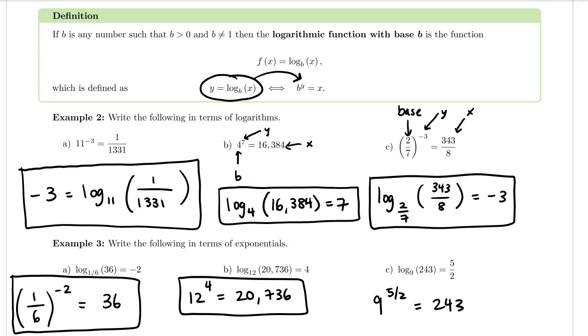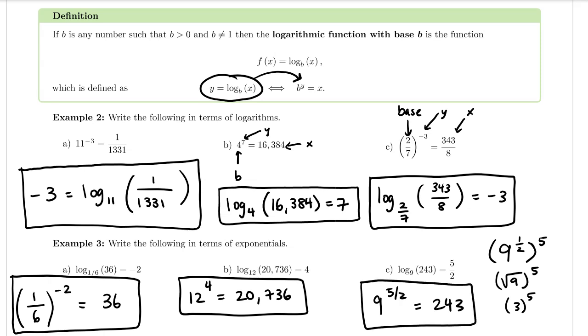And if you need a quick reminder, the way that we deal with fractional exponents, that is the same thing as if I raise something to the 5/2 power, I could think of it as 9 to the 1/2 power raised to the 5th power, and I would need to multiply the exponents that would give me 5/2. But if I raise something to the 1/2 power, that's the same thing as the square root. And the square root of 9 is 3, so it also happens that 3 to the 5th power is equal to 243. So that's how you deal with rational or fractional exponents.